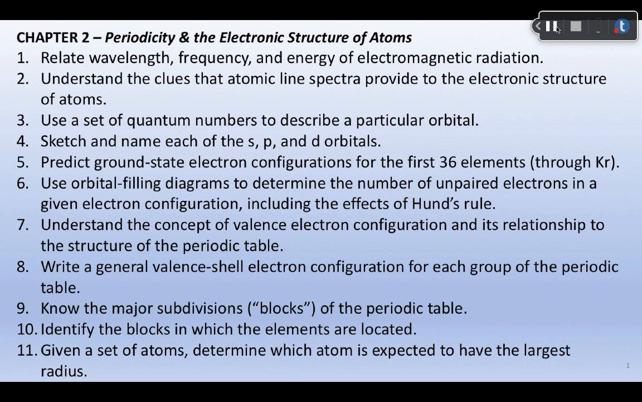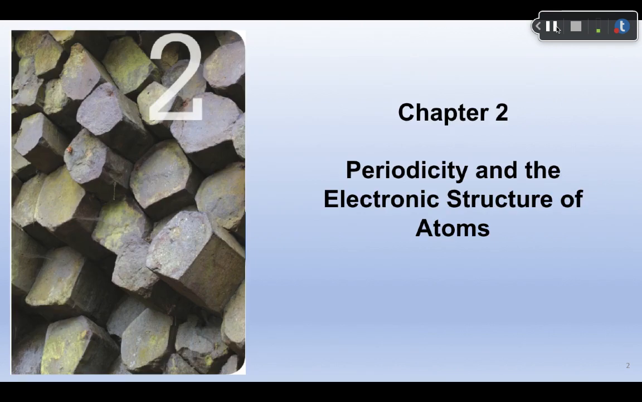Before you is the list of learning objectives for Chapter 2. This first segment will be some topics from the first one of these regarding wavelength, frequency, and energy of electromagnetic radiation. So, Chapter 2's title is Periodicity and the Electronic Structure of Atoms.